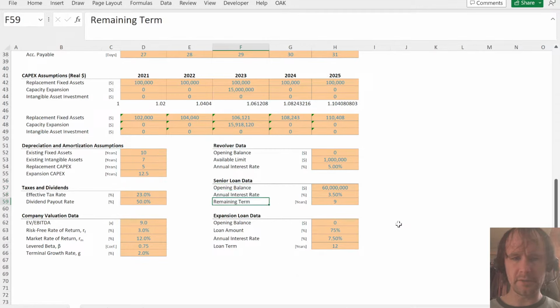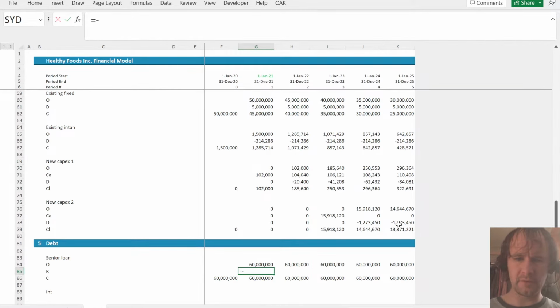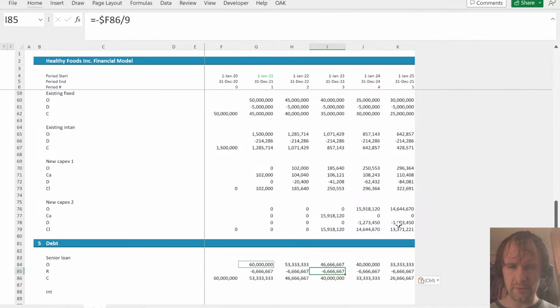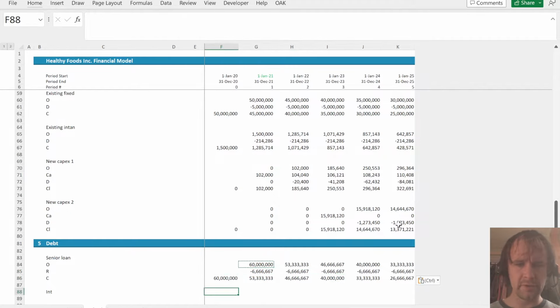Opening balance, annual interest rate, remaining term 9 years, and it's paying equal principal repayments over 9 years. Okay, so equals minus this over 9. Again, I'm not going to link it because I'm being hasty. Okay, so let's see. That means in 3 years you paid off 1/3. That fits good. Then the interest.